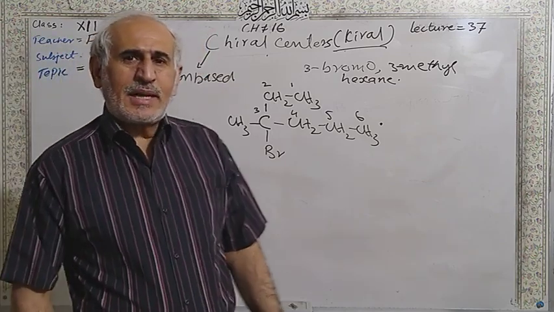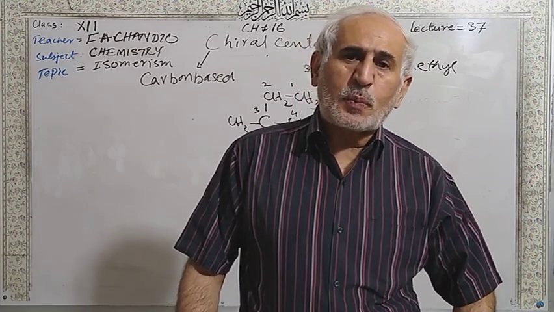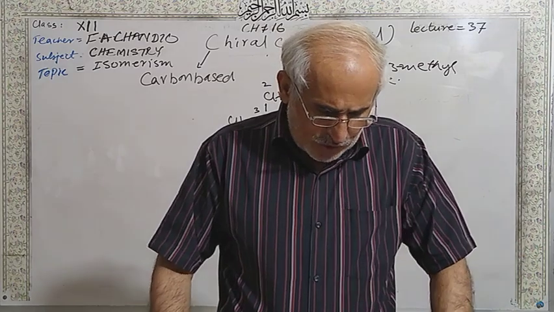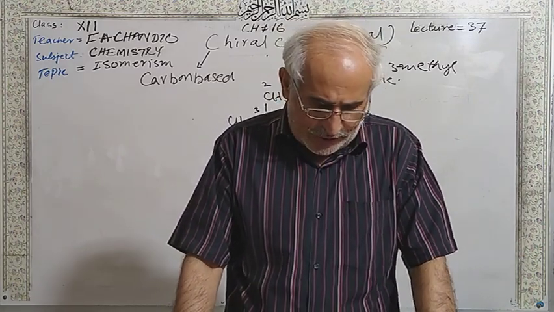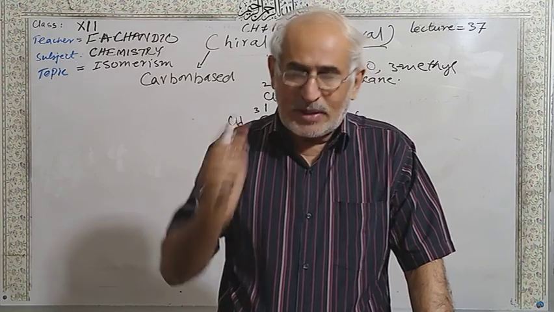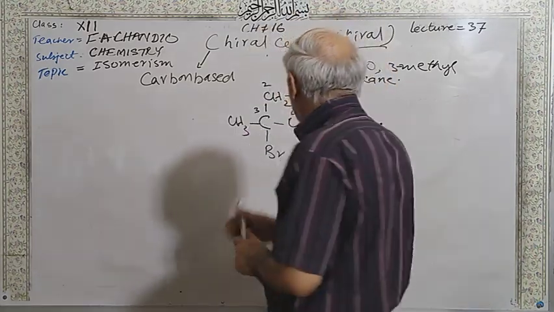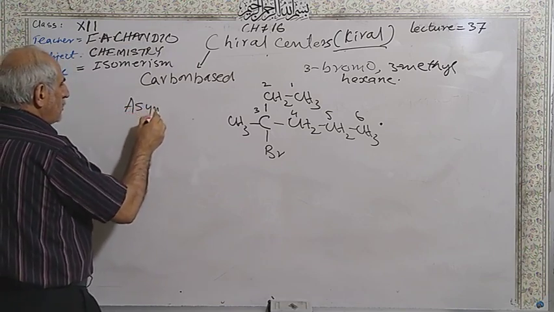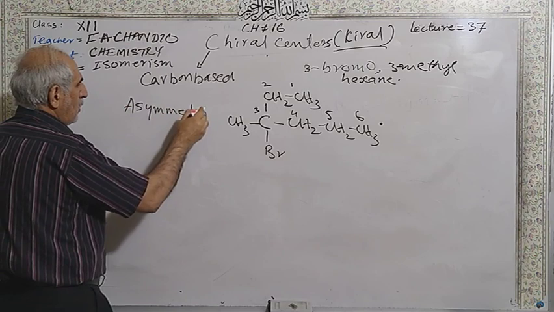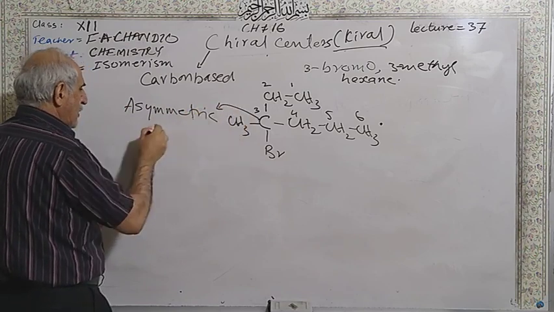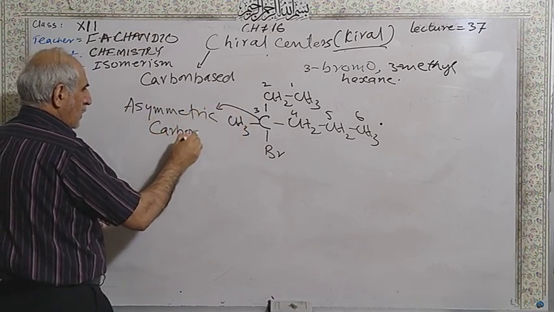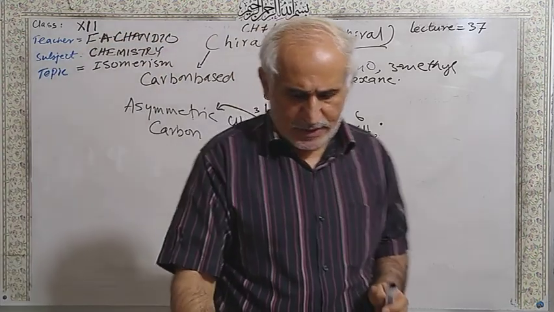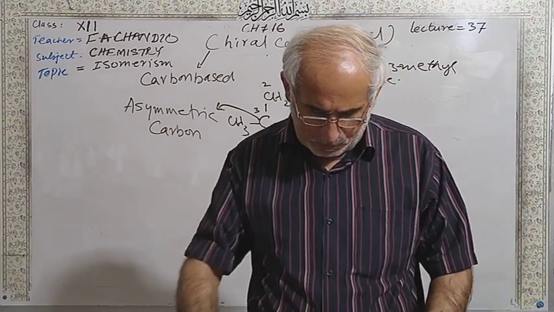Around the central carbon, all the 4 groups are different. A carbon atom which is bonded to 4 different groups is called asymmetric. Asymmetric carbon. This carbon is an asymmetric carbon. And the example is given also, I will write here.